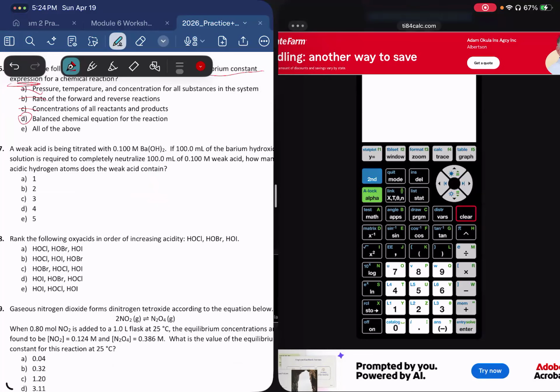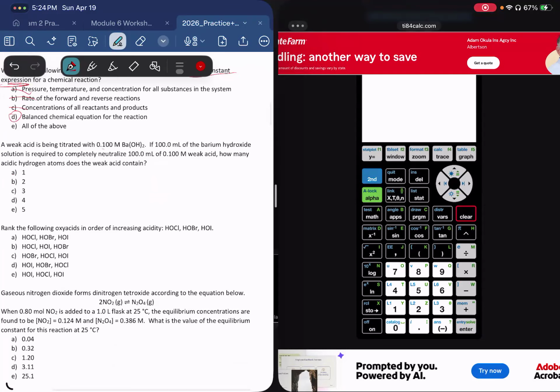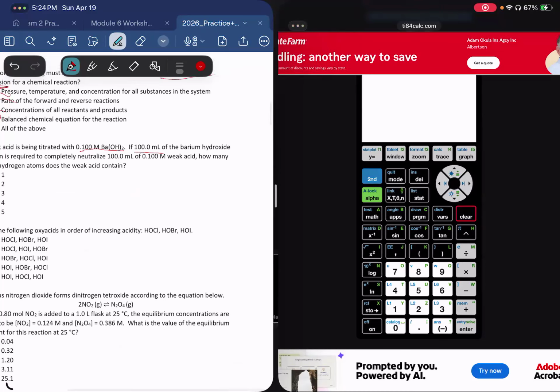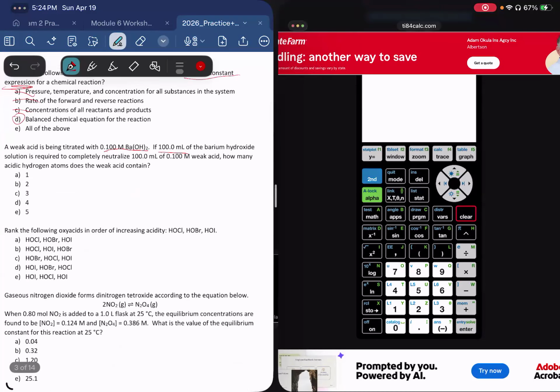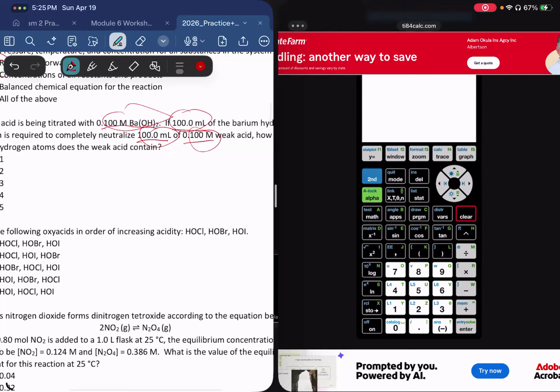So with that being said, we see here we have a weak acid being titrated with barium hydroxide, and they give you 100 ml of barium hydroxide. We see that 100 ml of barium hydroxide was necessary for neutralizing 100 ml of 0.1 molar weak acid. So they have the same concentration and the same volume for both of these. What does that imply, right? Barium hydroxide has two hydroxides for every one molecule.